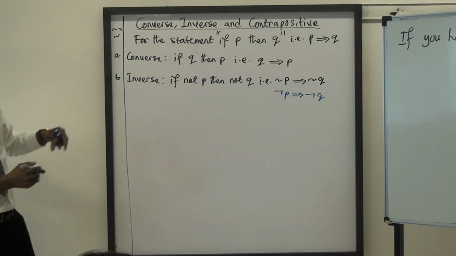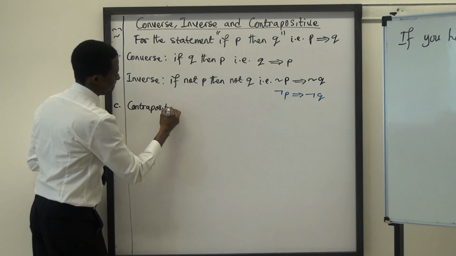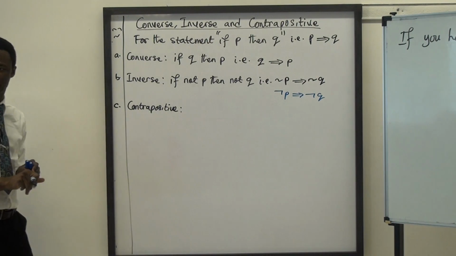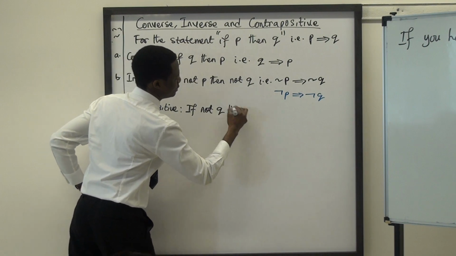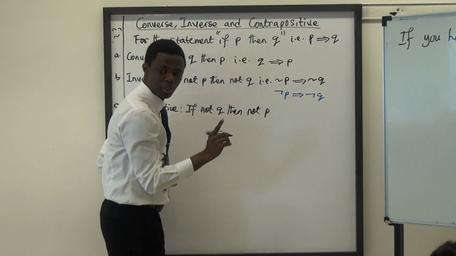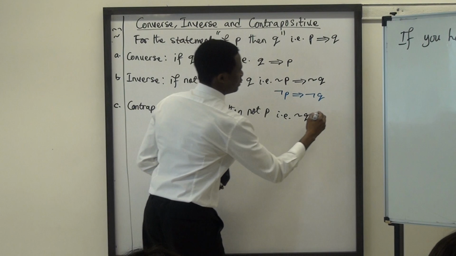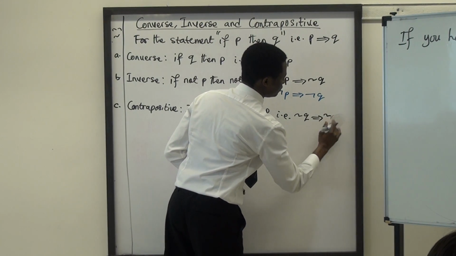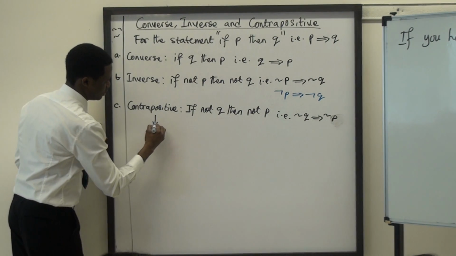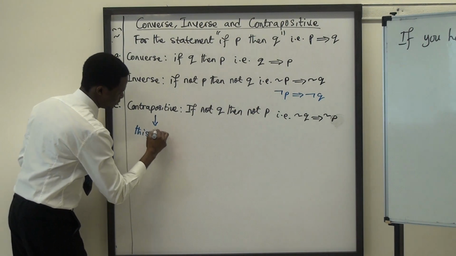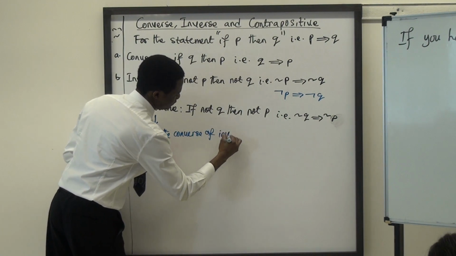Okay, so now the contrapositive. So again, what is a contrapositive, everybody? If not Q, then not P. So negation Q implies what? Negation P. So basically, just for a reminder, the contrapositive is the converse of the inverse.